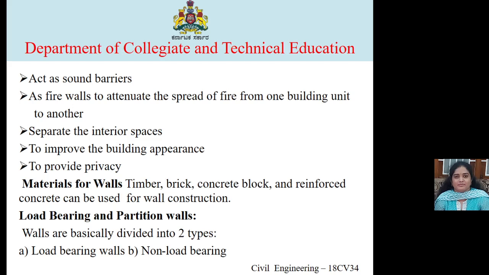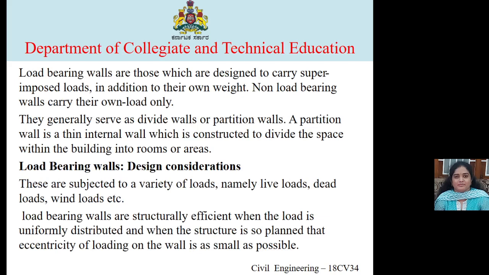Load bearing walls and partition walls are two different categories of wall. Basically they are of two types: we say load bearing wall and non load bearing wall or partition wall. Load bearing walls are those which are designed to carry superimposed loads in addition to their own weight. Non load bearing walls carry their own load only.